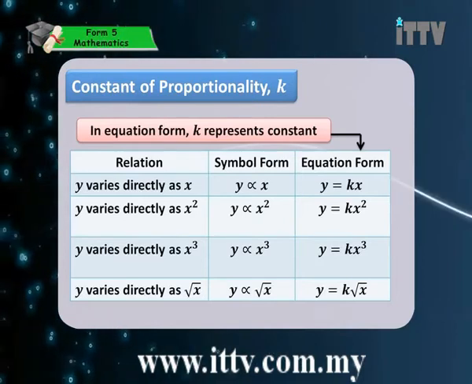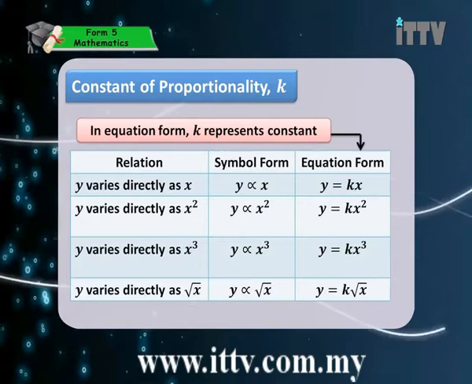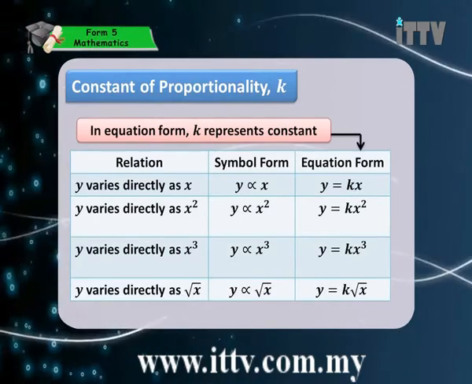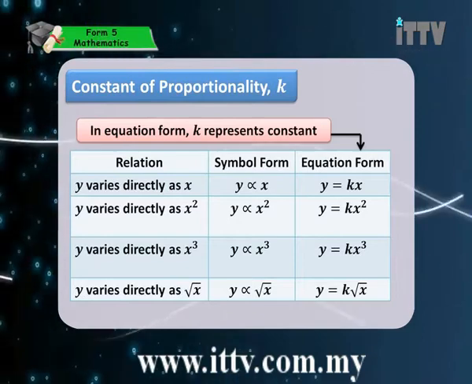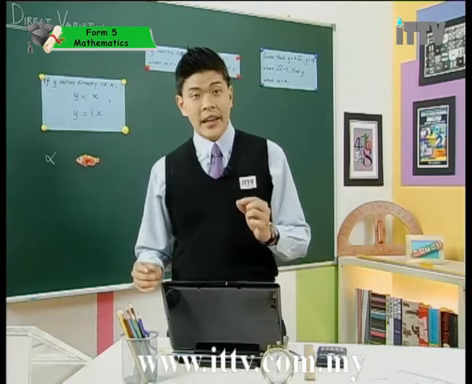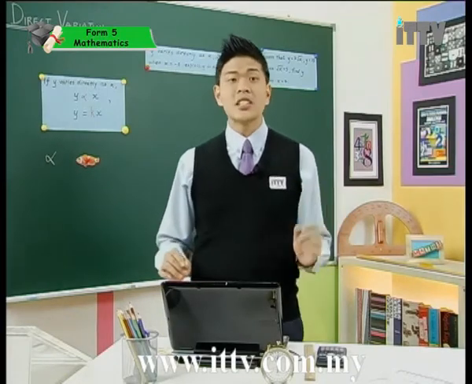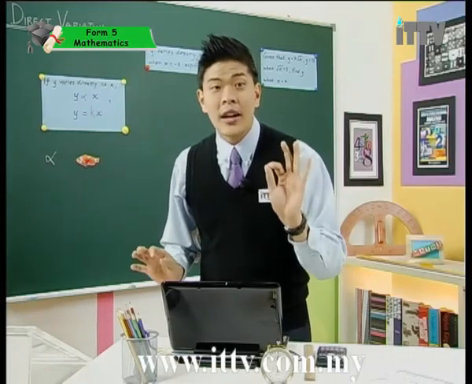So we can have many kinds of functions. In equation form, K represents a constant. So now let's take a look at 4 relations. First of all, Y varies directly as X. Symbol form, Y varies X. Equation form, remember, just put an equal sign and include K in front of the X.